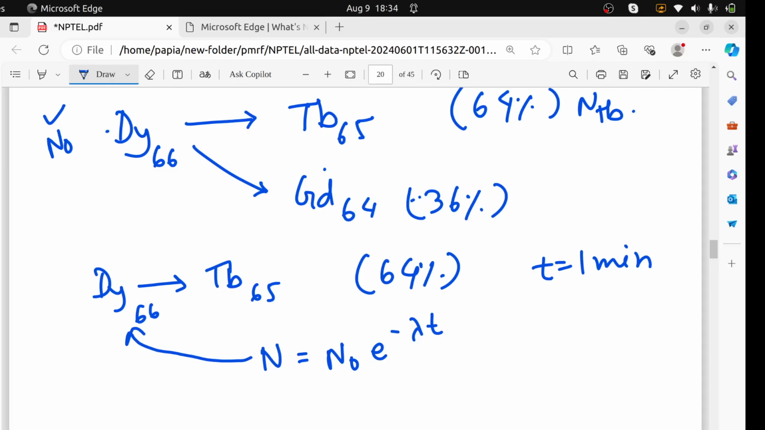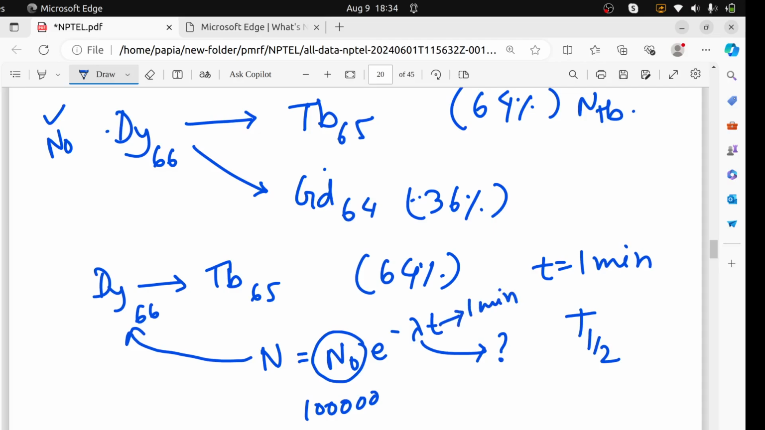So N0 was 1 lakh. Lambda we don't know. Obviously, if I know lambda, then only we can have the value of t half, because lambda and t half are related by lambda equals 0.693 divided by t half. We know t. t is 1 minute. So how much do we know? We know N0, we know t in this parent expression. But also we know one thing.